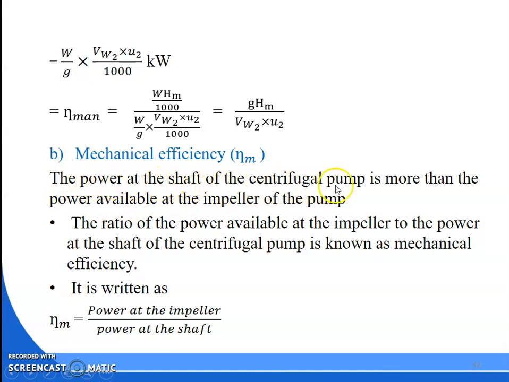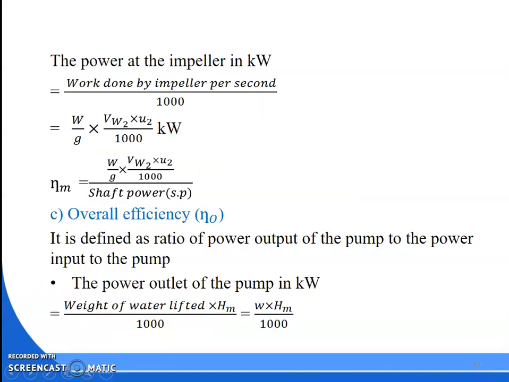The power at the shaft of the centrifugal pump is more than the power available at the impeller. That is correct. The power goes from the electric motor to the impeller, and the power decreases. The ratio of power available at the impeller to the power available at the shaft of the centrifugal pump is called mechanical efficiency. Because input is your power at the shaft, where you get the mechanical power. And power available at the impeller is your output. For the manometric efficiency, power at the impeller is your input, and power imparted to the water is your output. That is manometric, and this one is your mechanical efficiency.